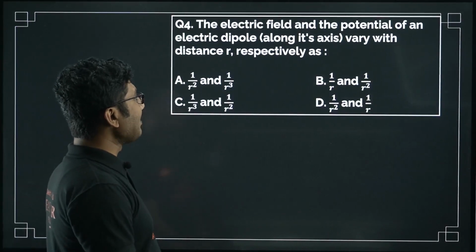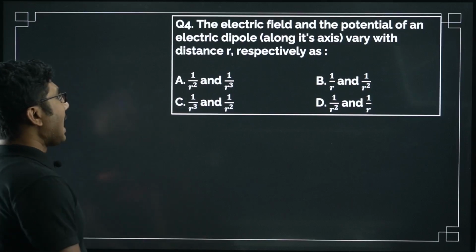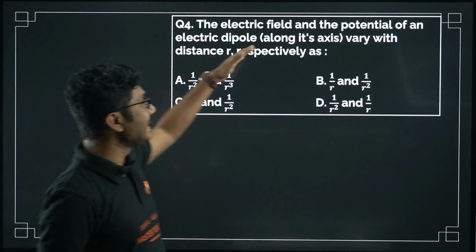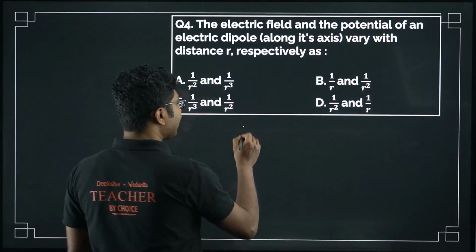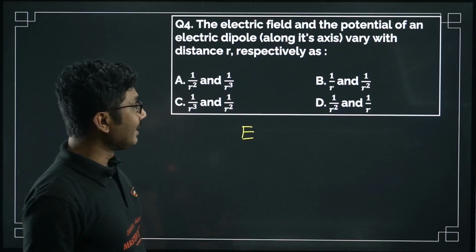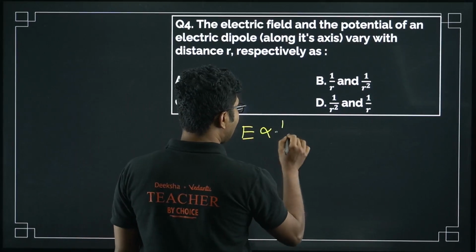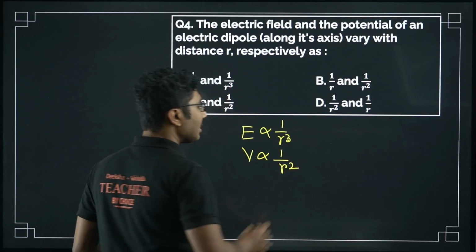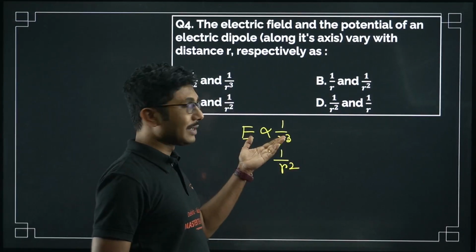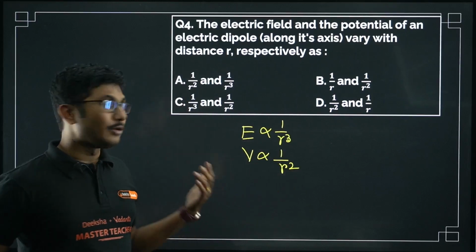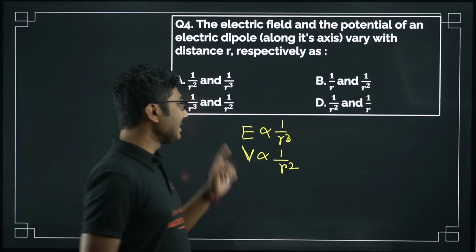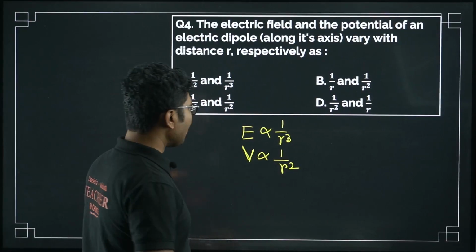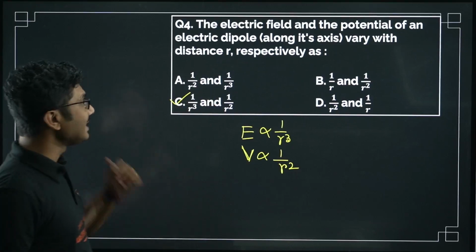The electric field and potential of an electric dipole along its axis vary with distance r respectively as? For a dipole on the axis, the electric field is proportional to 1 by r cube and electric potential is proportional to 1 by r square. Very important: normally they vary with 1 by r square and 1 by r, but for a dipole it is different. Electric field varies with 1 by r cube and potential with 1 by r square. So option C is correct.